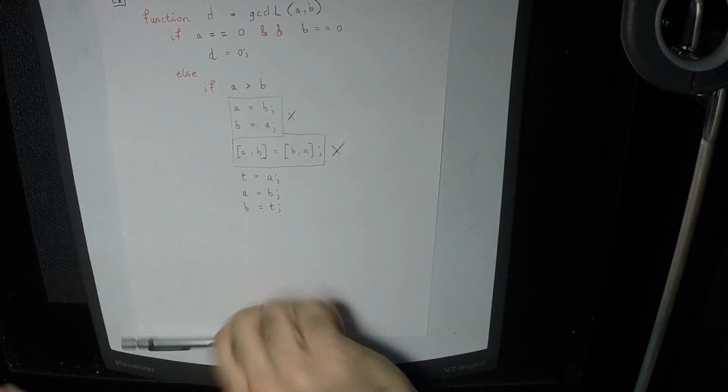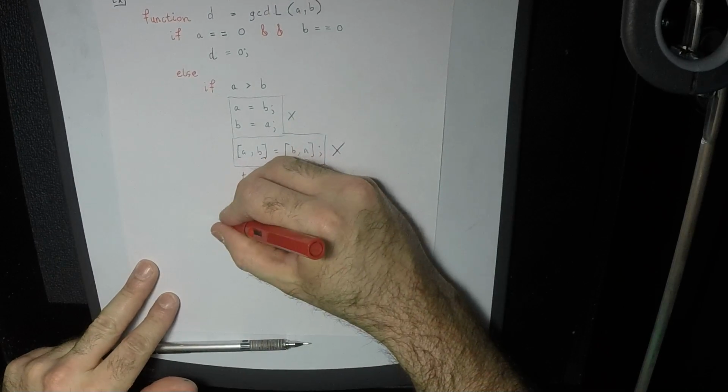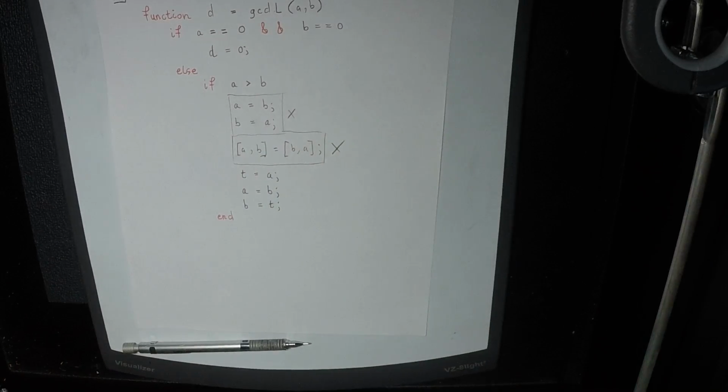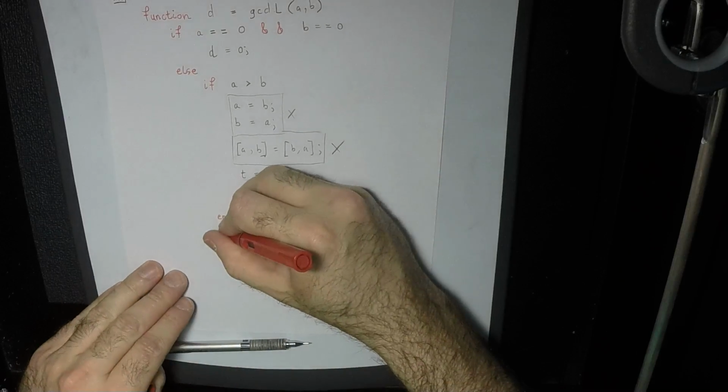Okay, so by the time this if block executes, they're in the right order, A and B, I mean to say. So now, what's the stopping condition? Oh, when A is equal to 0, it produces B. Right. So now we have the loop. So while.